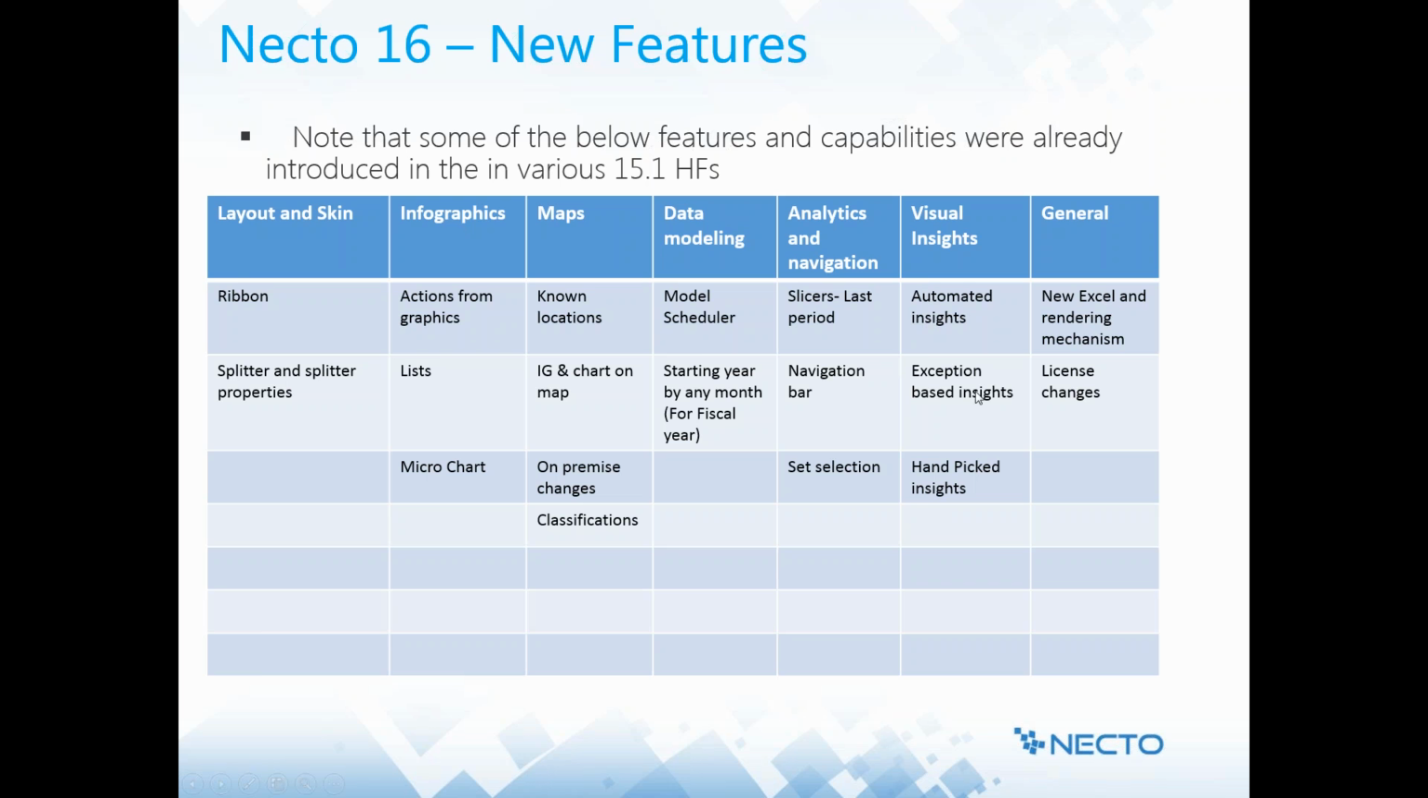Exception-based insights, so a power user can define exceptions, and then Necto will bubble up these exceptions for the end user, or handpicked insights, where the user can just handpick a cell from a grid, and then Necto will show this cell as a visual insight and its behavior over time. Some general additions like a new and improved rendering mechanism for Excel, and some license changes because we added this new module, which is the visual insight. So this is a general overview. Let's go deeper into every section.